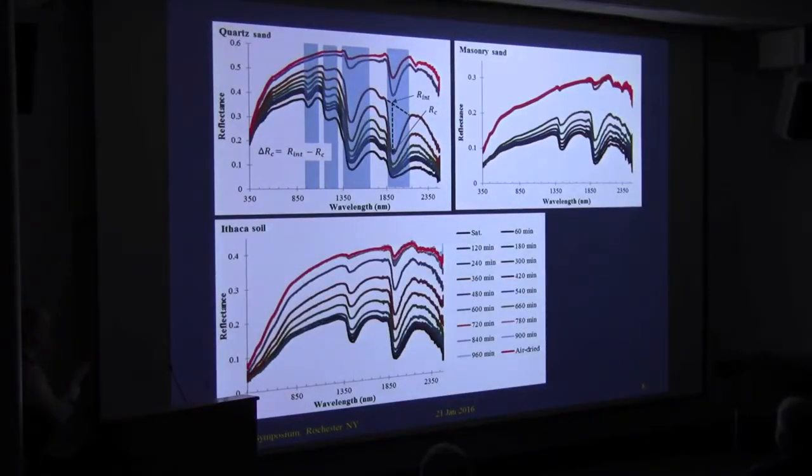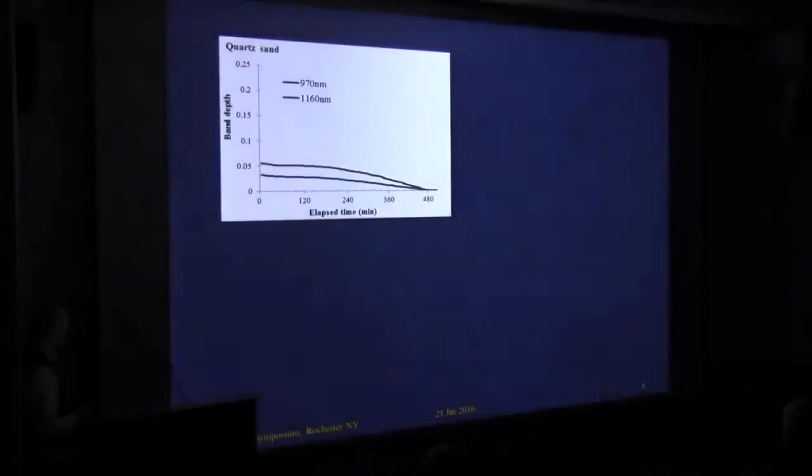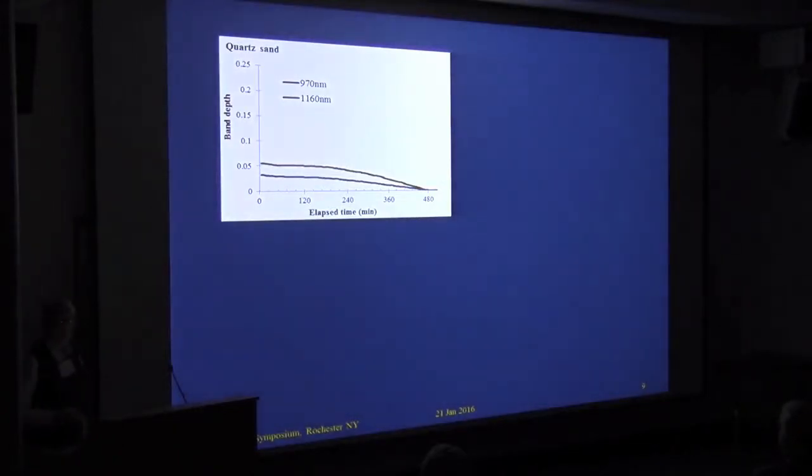Cha looked at this and thought, what's the most sensitive? Right here, at the water absorption bands. That should be the most sensitive to the water content. Why don't we look at that? And the idea is, the more water there is, the deeper the depth of this feature should be. So as the water content increases, that height should increase. And this is sort of the model that we were thinking of.